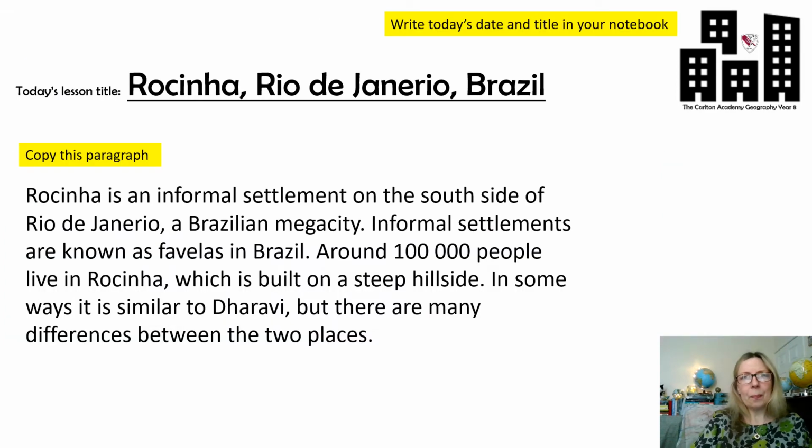So, pause and do today's date and title and this short paragraph. Rocinha is an informal settlement on the south side of Rio de Janeiro, a Brazilian megacity. Informal settlements are known as favelas in Brazil. Around 100,000 people live in Rocinha, which is built on a steep hillside. In some ways, it is similar to Dharavi in Mumbai, but there are many differences between the two places. Pause and finish that off.